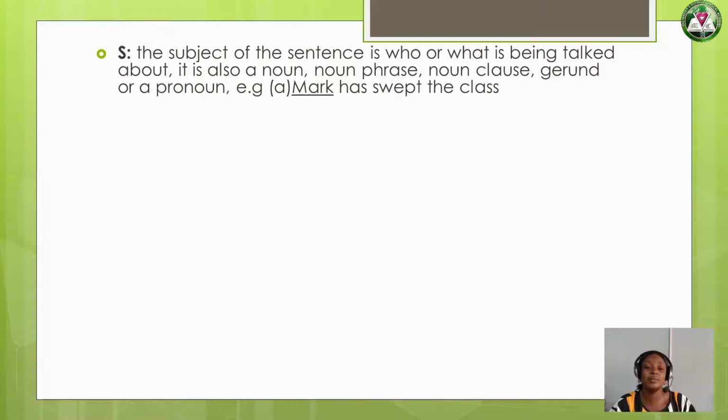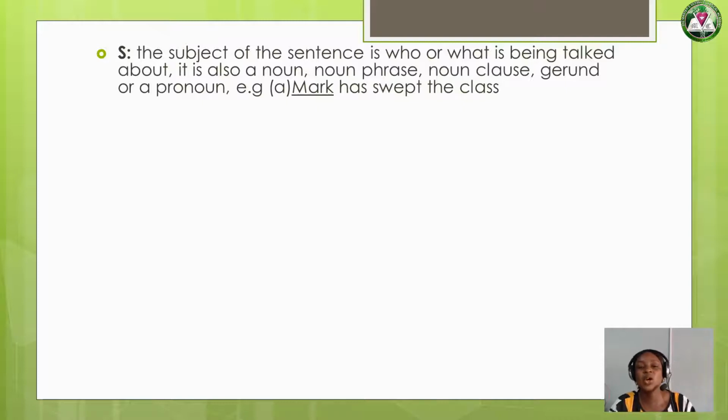Okay. So a subject can be a noun. The subject of a sentence can be a noun. Like I said, it can be a word or a group of words. So it can be a noun phrase. It can also be a noun clause. Sometimes a gerund can be the subject of a sentence. Sometimes it can be a pronoun. So when we talk about the characteristics or features of a subject, we can say the subject is the performer or the doer of an action. The subject could be a noun phrase, noun clause, gerund, or a pronoun.